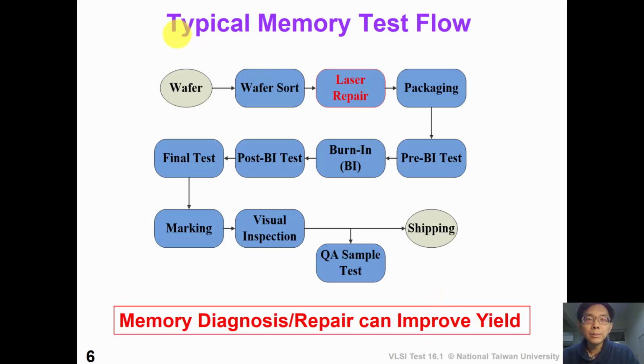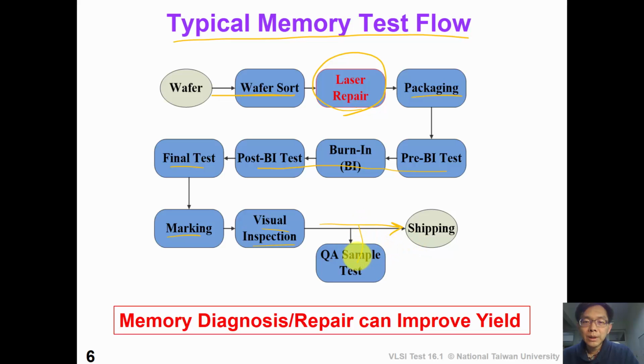This slide shows a typical memory production test flow. After the wafer has been manufactured, we perform a wafer sort. For those defective memories, we can diagnose the location of the defect and repair those defects. After that, we package the chip and perform a burn-in test, and then final test. We mark the chip, followed by visual inspection, and then we can sell them to our customer.